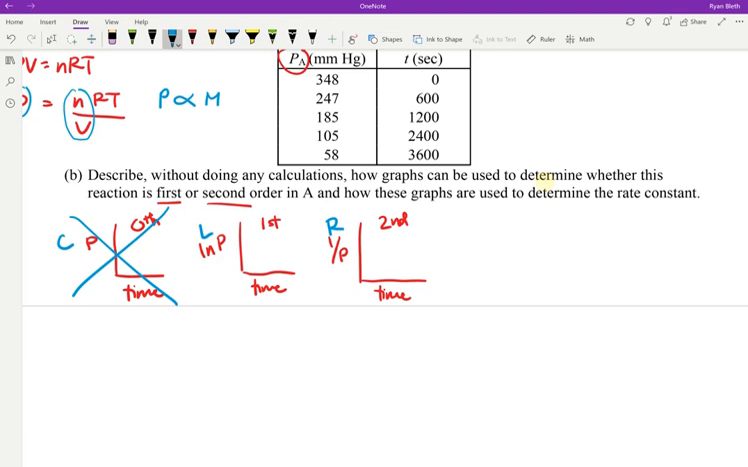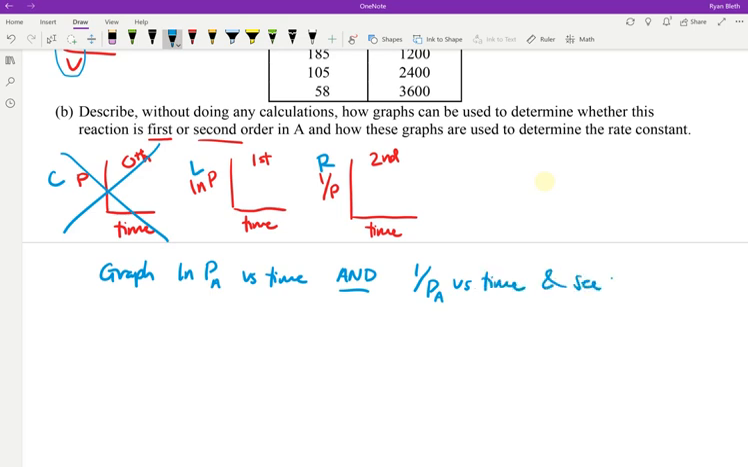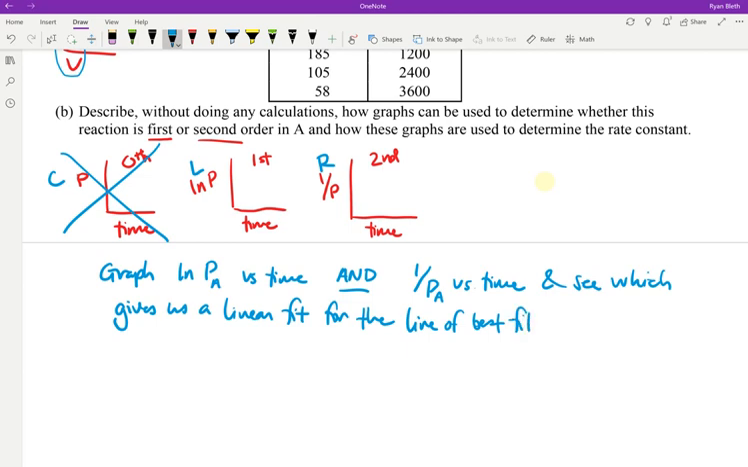So how would we know if it's first order or second order with respect to the pressure of A? Well, the way we would do that, in describing it without any calculations, is we would graph the natural log of the pressure of A versus time, and we would graph the reciprocal, 1 over the pressure of A, versus time, and see which graph gives us a linear fit for the line of best fit. And that's the idea. Remember, we're looking for the one that has that linear fit.